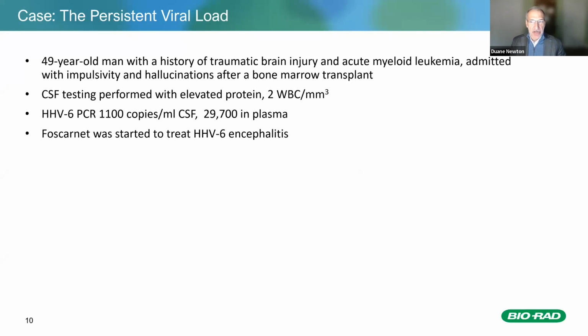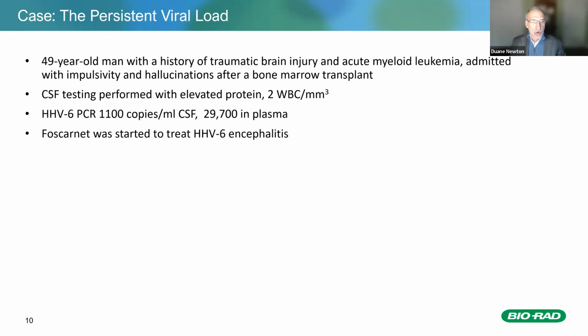I'd also like to share another example of a real case that we were presented with during my time at U of M that highlights additional challenges in assessing clinically significant changes. This is a case of a 49-year-old man who had traumatic brain injury and acute myeloid leukemia, admitted with some neurologic symptoms, impulsivity, and hallucinations after a bone marrow transplant. Because of the neurologic issues, CSF samples were collected and a variety of tests were performed.